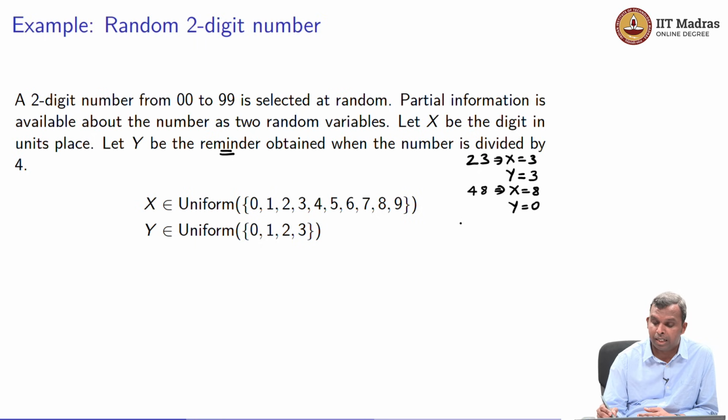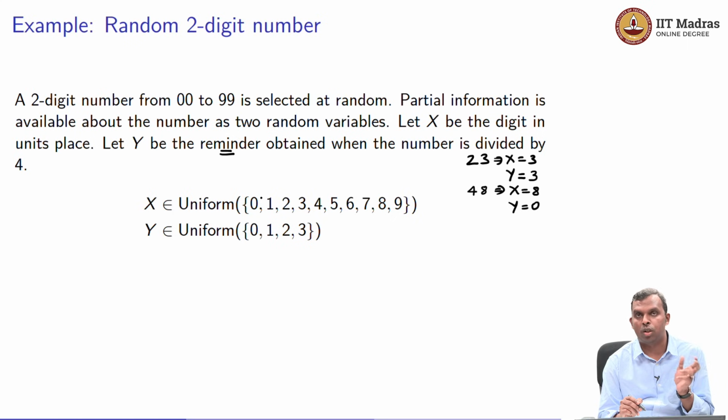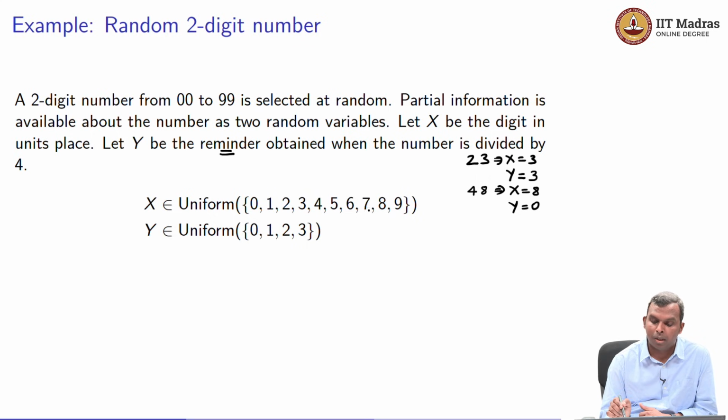So what is the probability that X equals 0? The probability that X equals 0 is the same as the 2-digit number being 00 or 10 or 20 or 30 and so on. There are 10 favorable outcomes and 100 total outcomes, so 10 by 100 becomes 1 by 10. It's the same for 1 also. The probability that X equals 1: again there are 10 favorable outcomes, 01, 11, 21, all the way till 91, so 10 by 100, it's 1 by 10. So all of them are equally likely, so X is uniform.